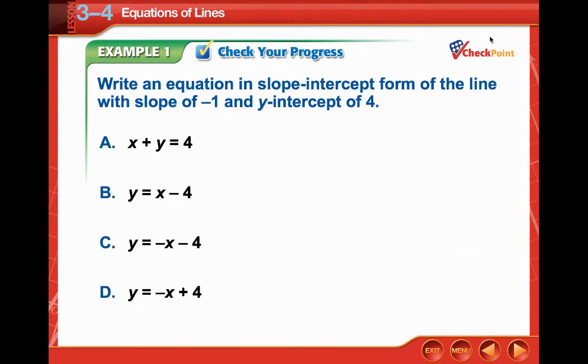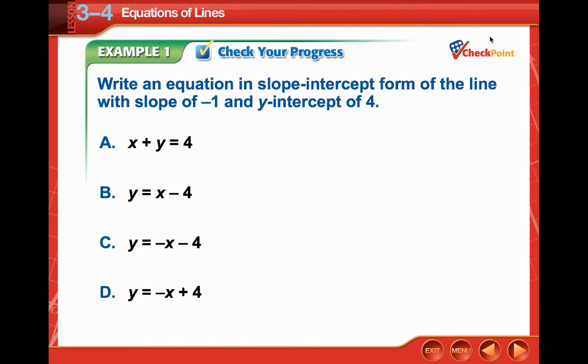Check your progress. Right now, I'm going to stop speaking for about 5 to 10 seconds. It'd be great if you could pause this and try to solve this on your own. All right, hopefully you're able to solve this.